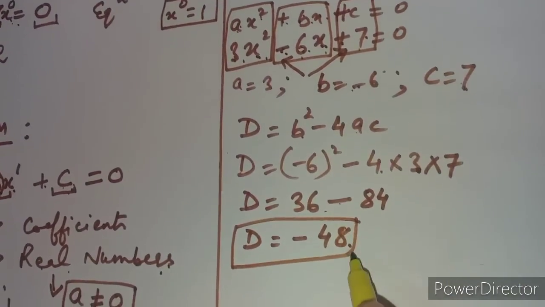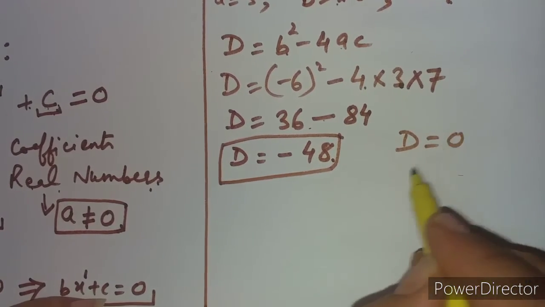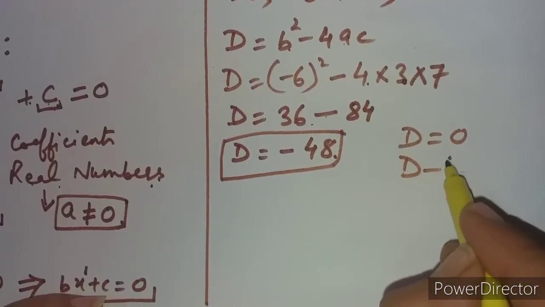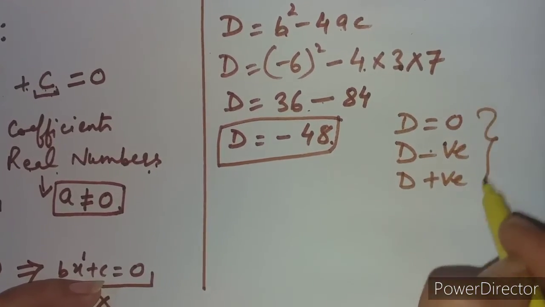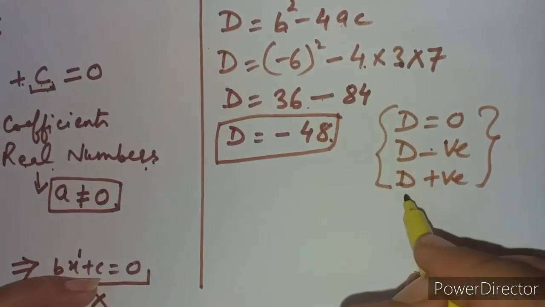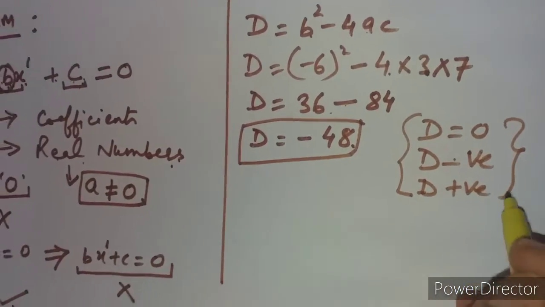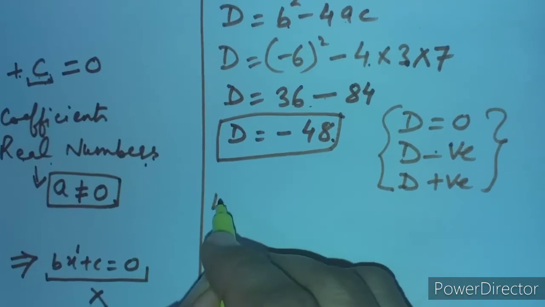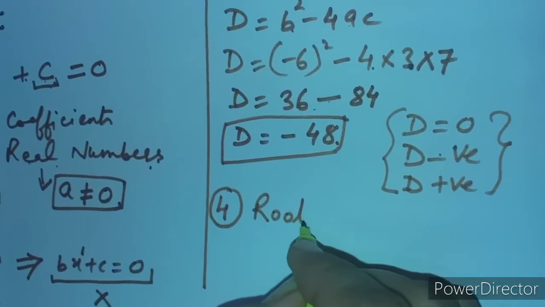In the next video I will take up that D can have any type of value: D can be 0 also, D can be a negative number also, and D can be positive also. What the meanings are and what the different further things related to D are, I will take up in the next video. Now the fourth important point is about the meaning of the word roots.